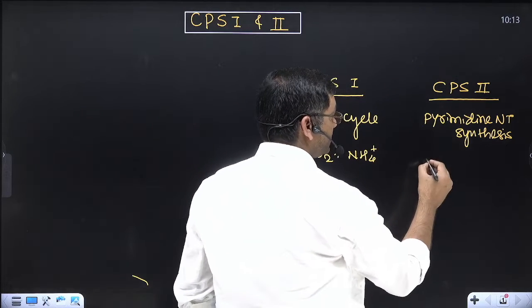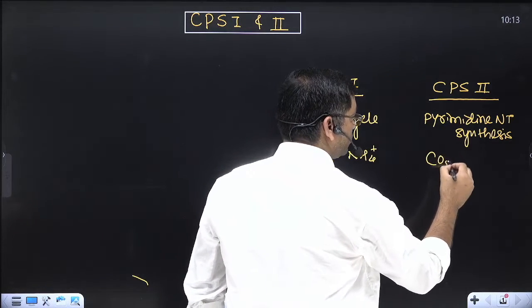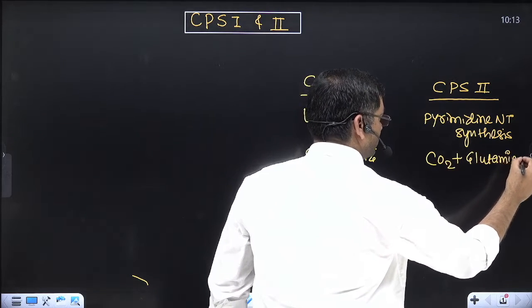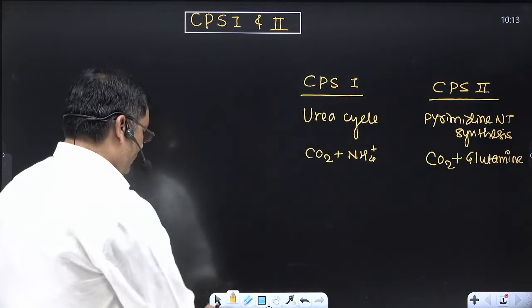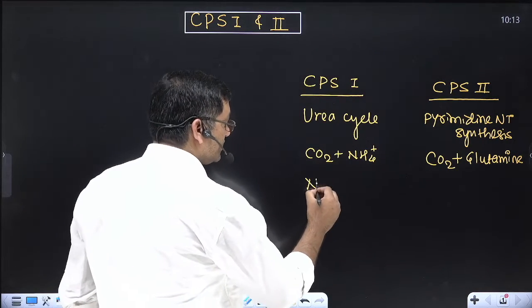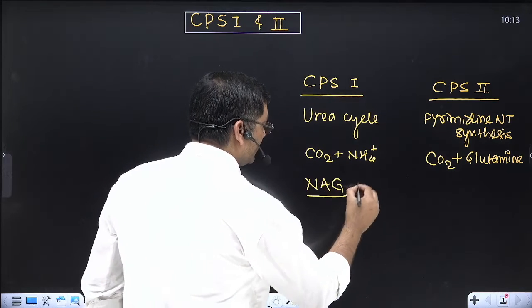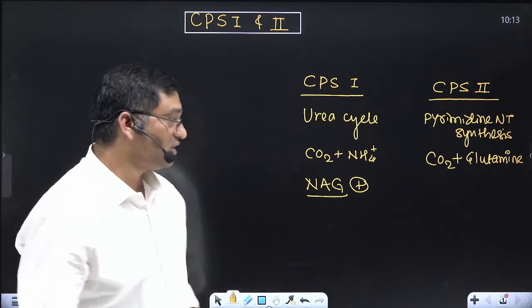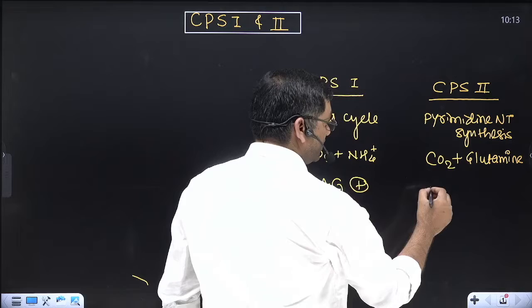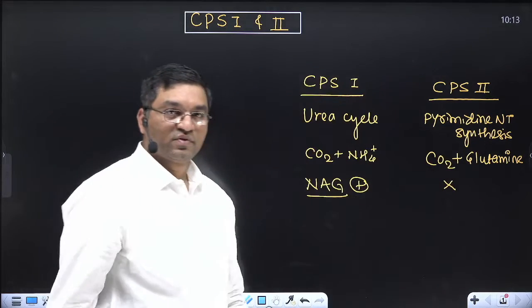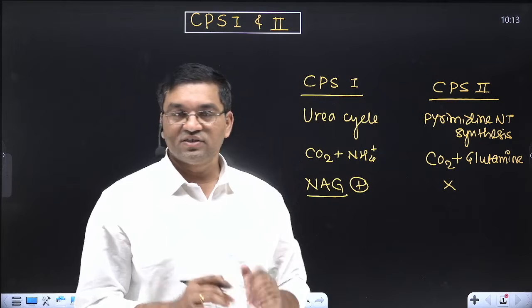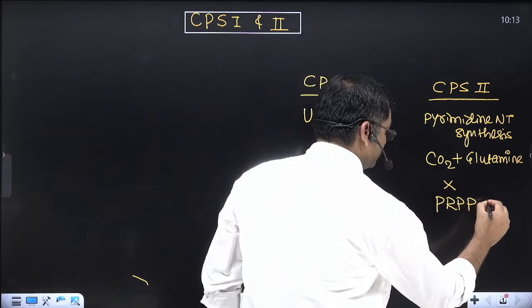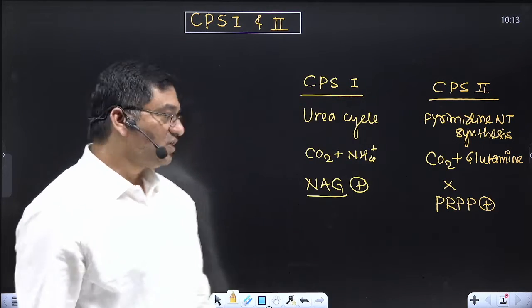CPS2 causes the condensation of CO2 plus glutamine. For CPS1, the N-acetyl glutamate is required. It is an allosteric activator of CPS1, carbamyl phosphate synthetase 1. Here, the N-acetyl glutamate is not required. This CPS2, carbamyl phosphate synthetase 2, is activated by phosphoribosyl pyrophosphate.